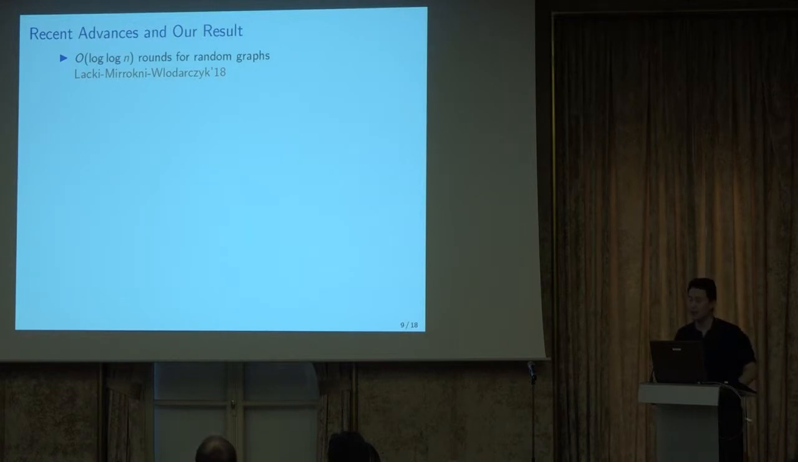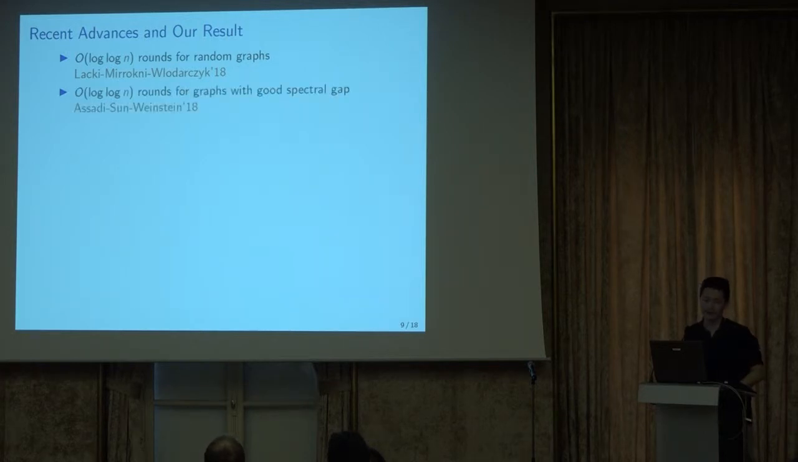There are some recent developments on this problem. For random graphs, one can show that we can use log n rounds to find all the connected components. And another work shows that we can use log n rounds to find all the connected components of graphs with a good spectral gap.